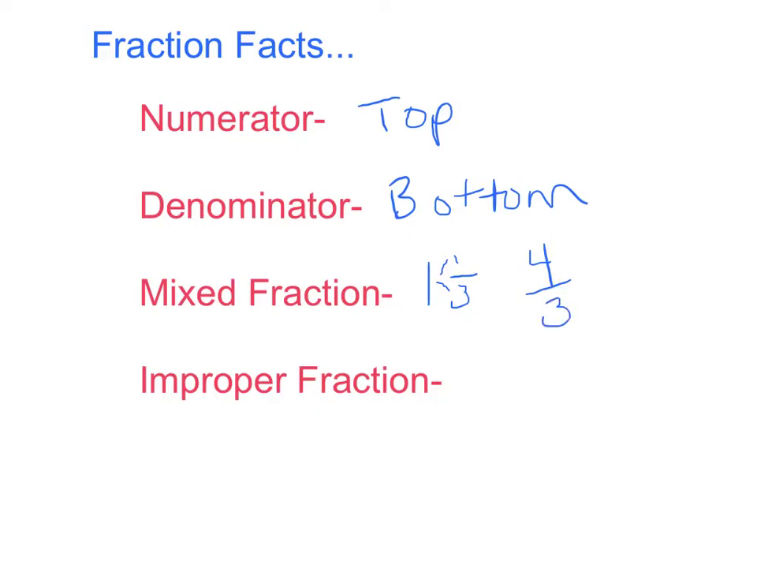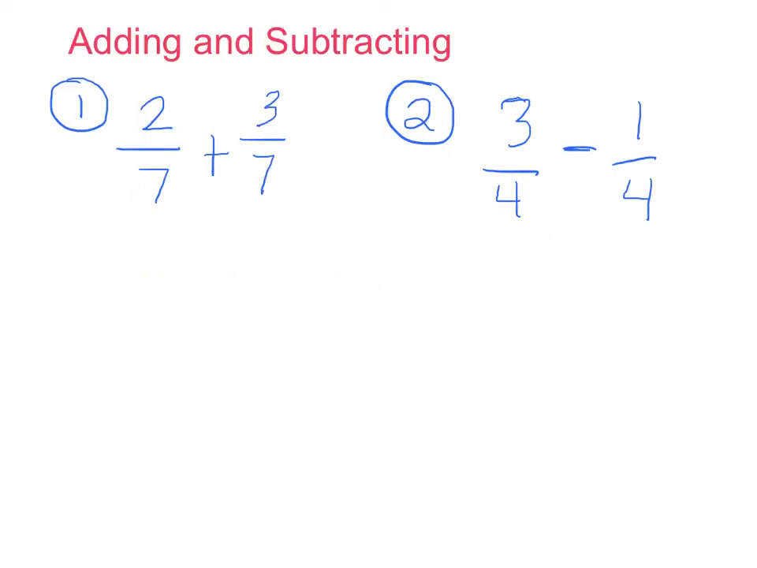So if you see a mixed fraction, we're going to have to change it to an improper fraction, and what an improper fraction means is when the numerator is bigger than the denominator. So 4/3 is actually an example of an improper fraction. Alright, let's start with adding and subtracting.